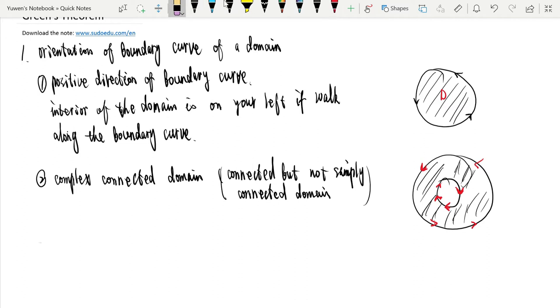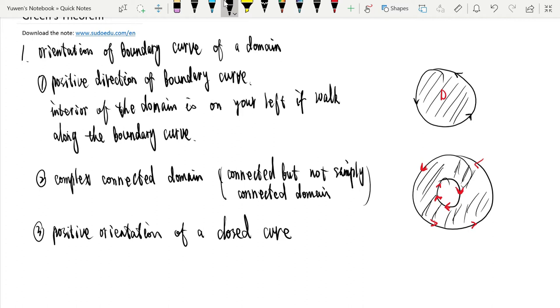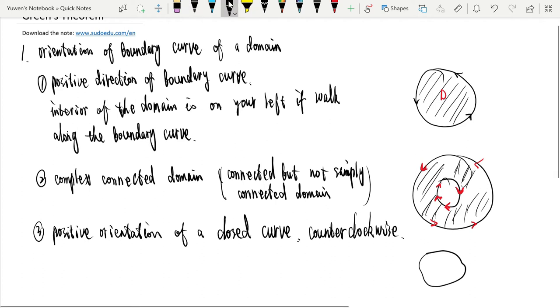And the third one is the positive orientation of a closed curve. For a closed curve, we always use the counterclockwise direction as the positive direction.